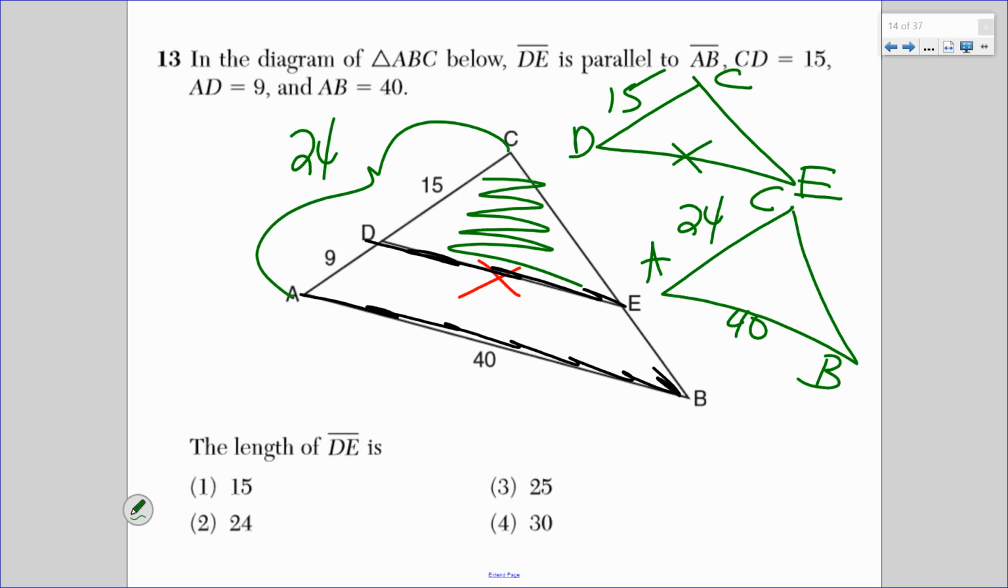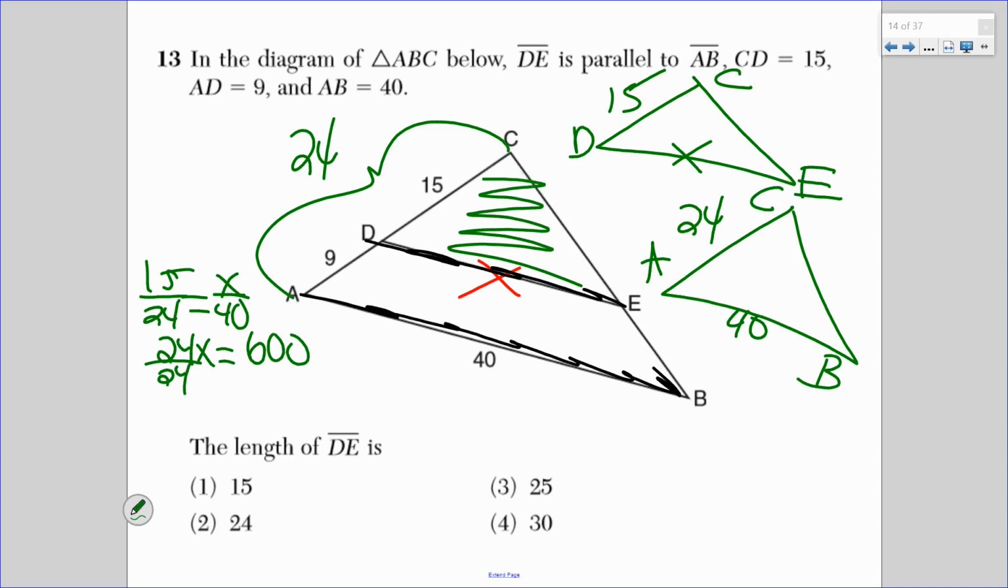Now that I have it set up, it's pretty easy to create my proportion. I put my corresponding pieces on top of each other. Yes, there is more than one correct way to set this up. I like to always put my corresponding pieces on top of each other. Cross multiply and solve. 24x equals 600.